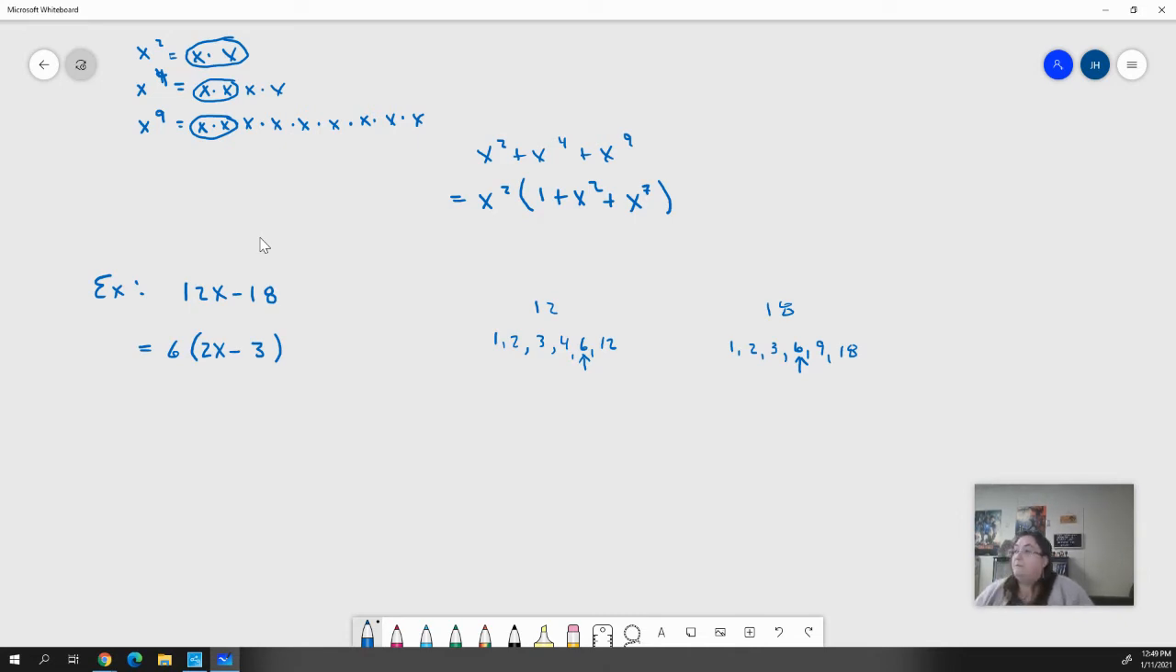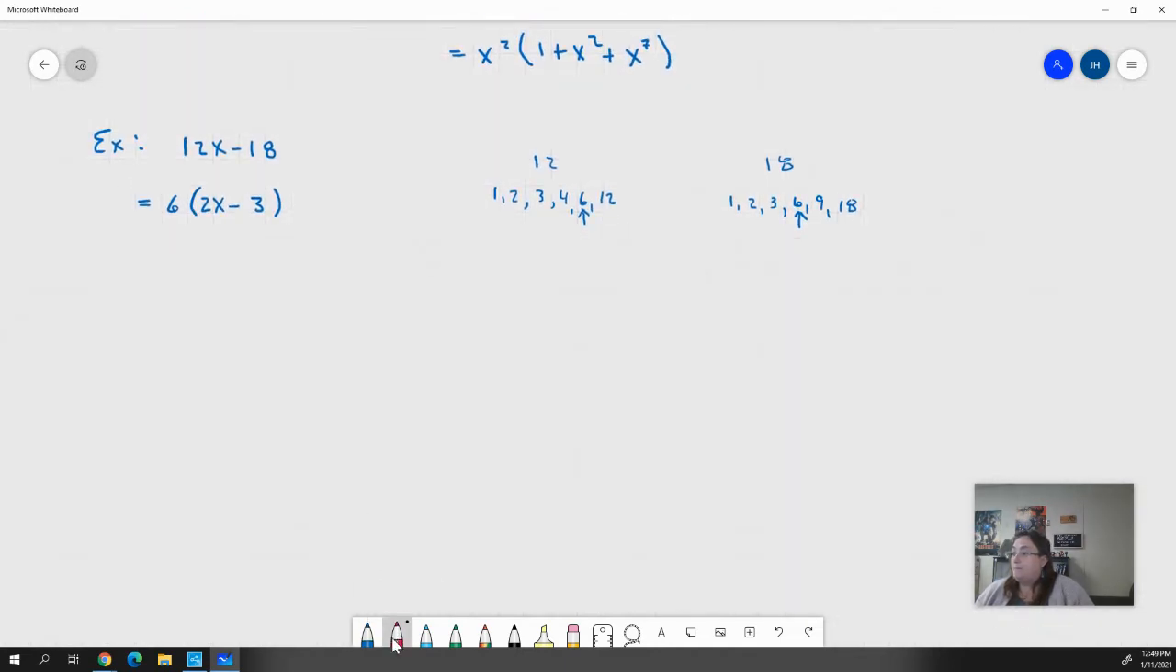Let's look at another example. What if I have 40 x to the 8th y plus 64 x to the 4th y? And I want to factor out the greatest common factor of these.